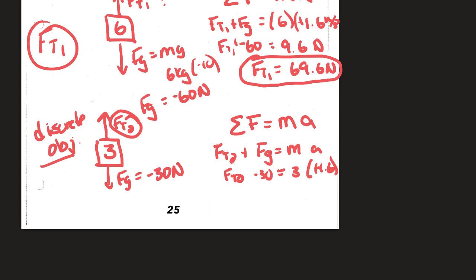And what do we have? 3 times 1.6 plus 30, and we get 34.8. And look how it works out. The bottom tension was less, right? The tension between them, 34.8 versus 69.6. So that's how you do concatenated systems, and I'm going to do a separate recording for how to do the box problems.